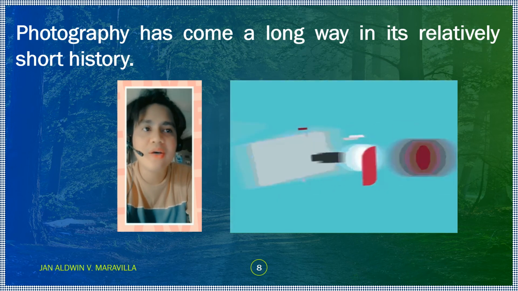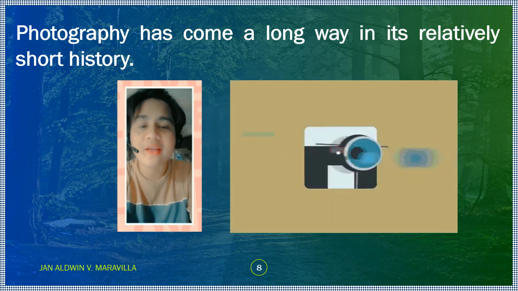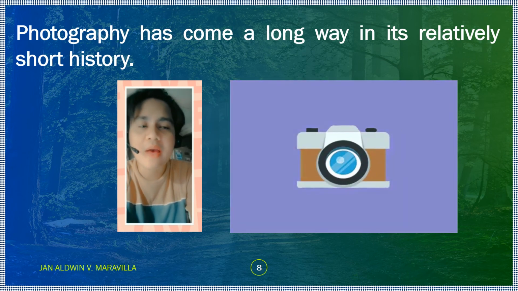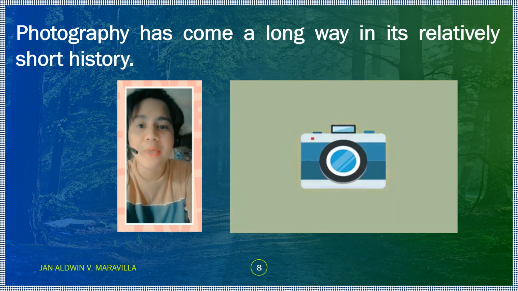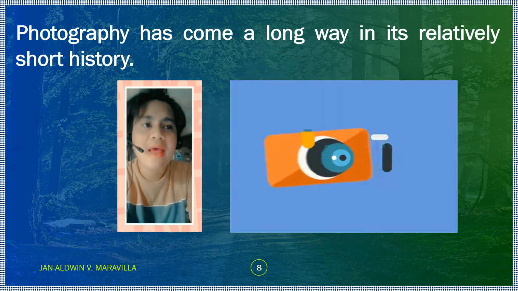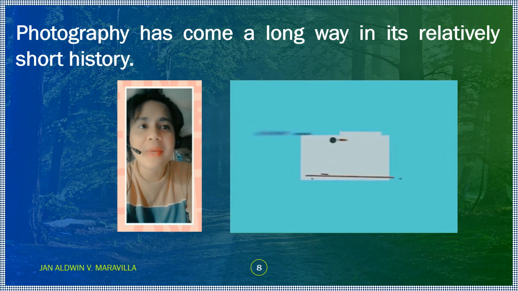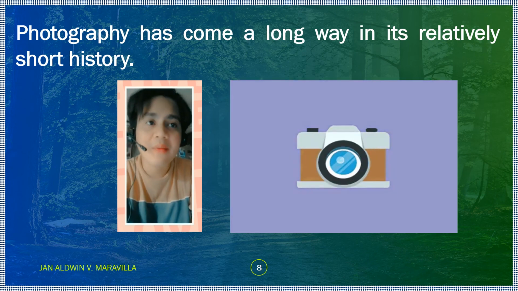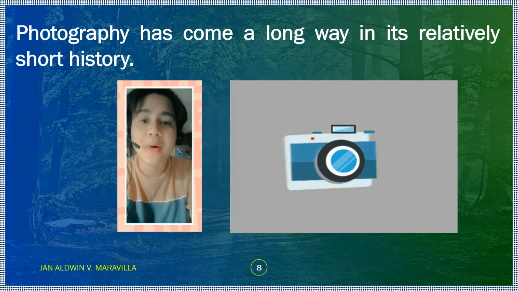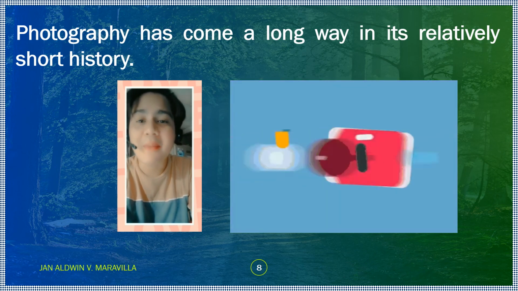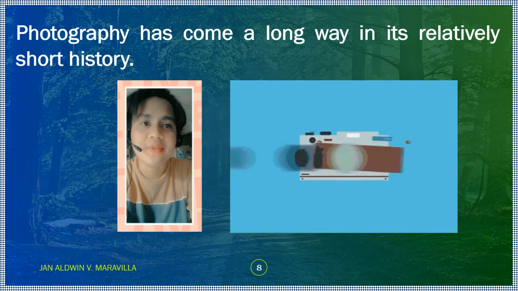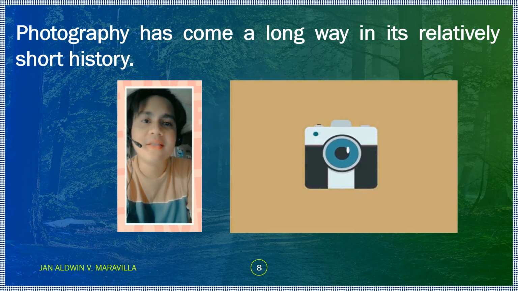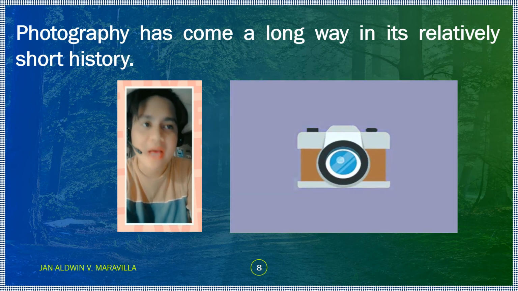So, ibig sabihin nun, in 200 years, yung camera, nagde-develop lang siya ng mga blur photos, black and white, na makikita pa rin naman natin sa mga DSLR and smartphones and effects ng mga cameras natin today. But, may mga bago nang effects and features sa mga camera ngayon.